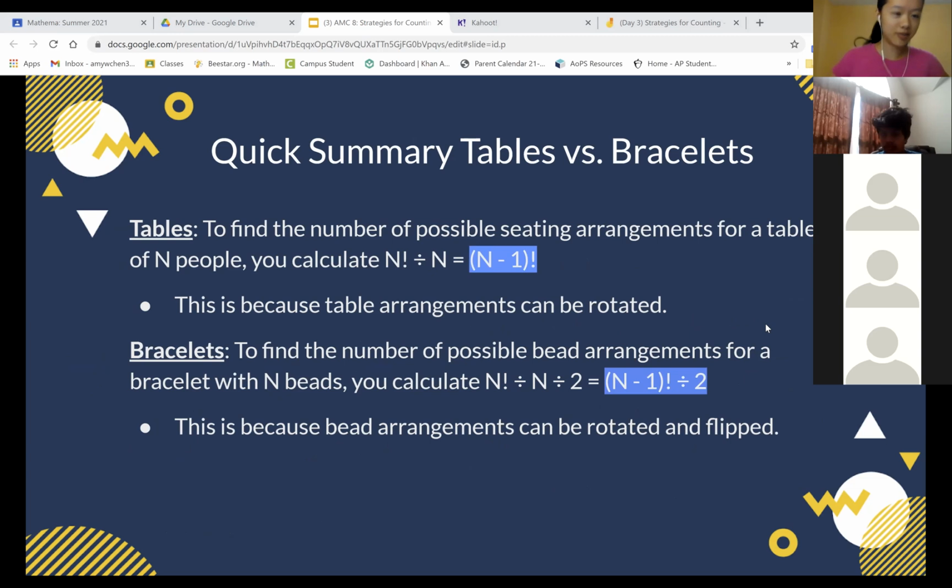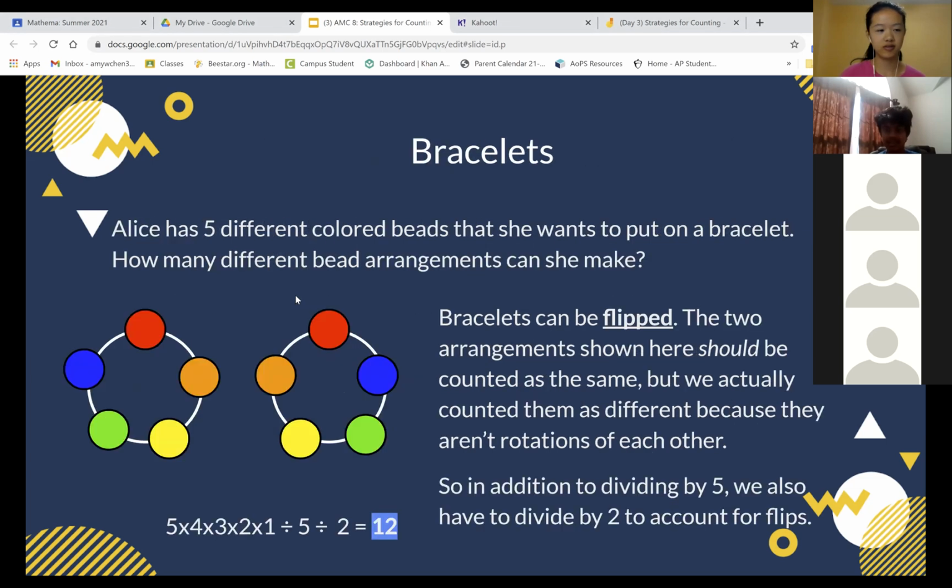Okay, I see someone is a little bit confused, so I'll re-explain. Are you confused about the tables or the bracelets? Or both? Okay, bracelets. Well, bracelets are the exact same scenario as tables, right? Think about it like this. You cannot flip a table, not realistically. Basically, if you flip something, that gives a new arrangement.